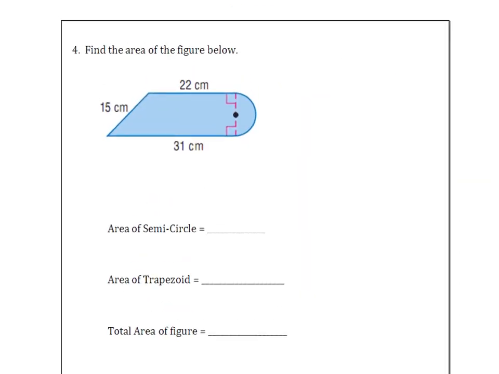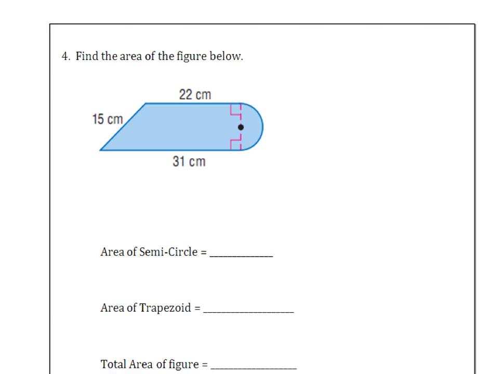All right, so let's take a look here. This one gets a little bit interesting. We need to get clever. So if this length is 22, this length is 31. So 31 minus 22 is 9. That makes this length right here 9. This part is still 22.